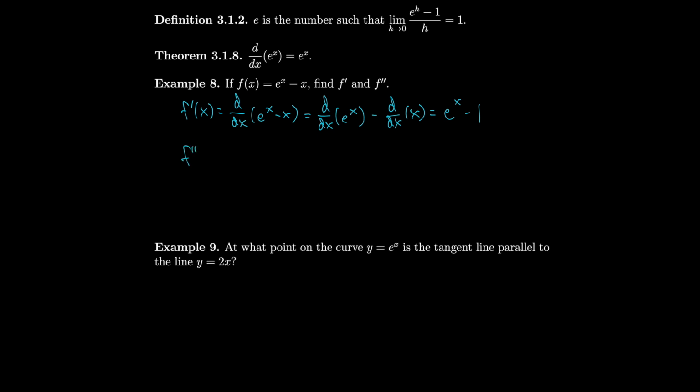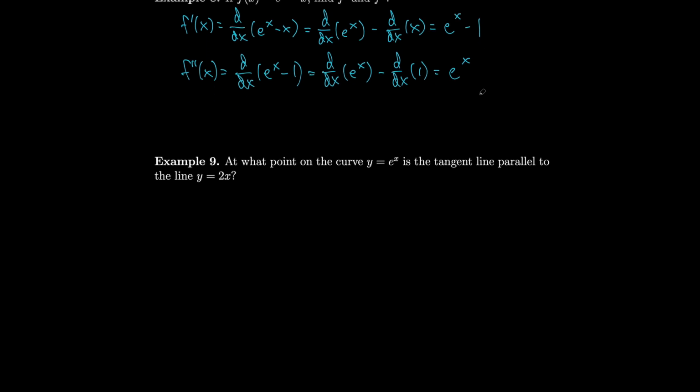For our second derivative, that'll just be the derivative of e to the x minus 1. So that's just the derivative of e to the x minus the derivative of 1, which is 0. So it's just e to the x. Notice that you can take the derivative of e to the x as many times as you want, and you'll still have e to the x left, but taking the derivative of x enough times gets rid of it. So if we take the derivative of a polynomial enough times, we'll end up with 0.